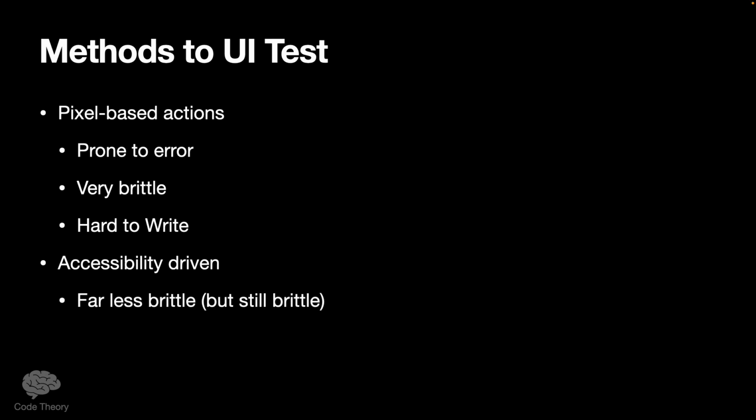It is far less brittle to do things this way, but it is still quite brittle. It will expect things like needing the order to be the same, or the text that VoiceOver says for the button to remain the same. And if that changes, you have to change the test, right? So it's way less brittle than pixel-based, but it's still more brittle than integration tests are.